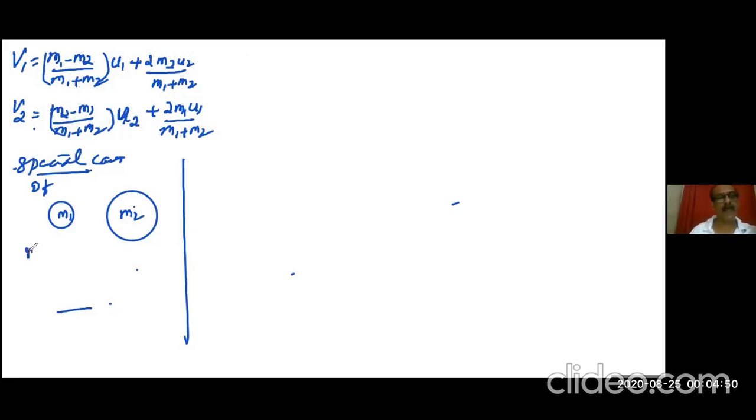M1, M2, where M1 is very, very smaller than M2. In the question, we can take M1 as 0. Next, M1 is very, very smaller than M2, and M2 is at rest. This is U1, this is U2. M2 is at rest, a special case. M1 is very, very smaller than M2 and M2 is at rest. Find out the velocities after collision.